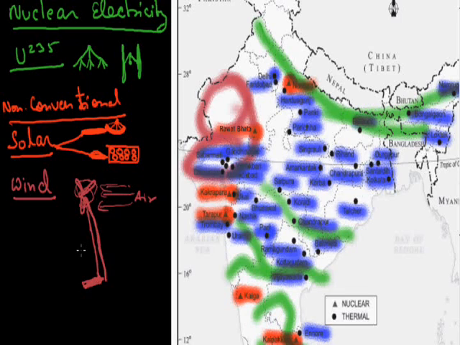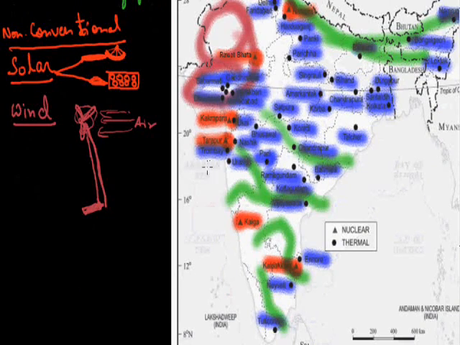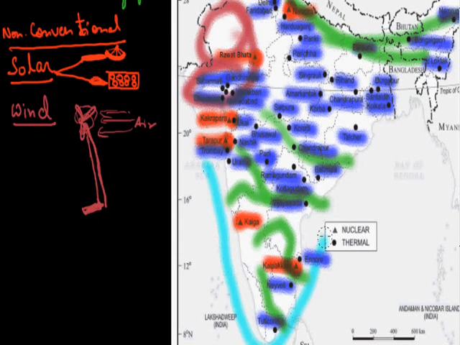This means the region which is very rich or has potential to produce wind energy is the whole coastal part of India, and especially here in the Odisha coastal part.